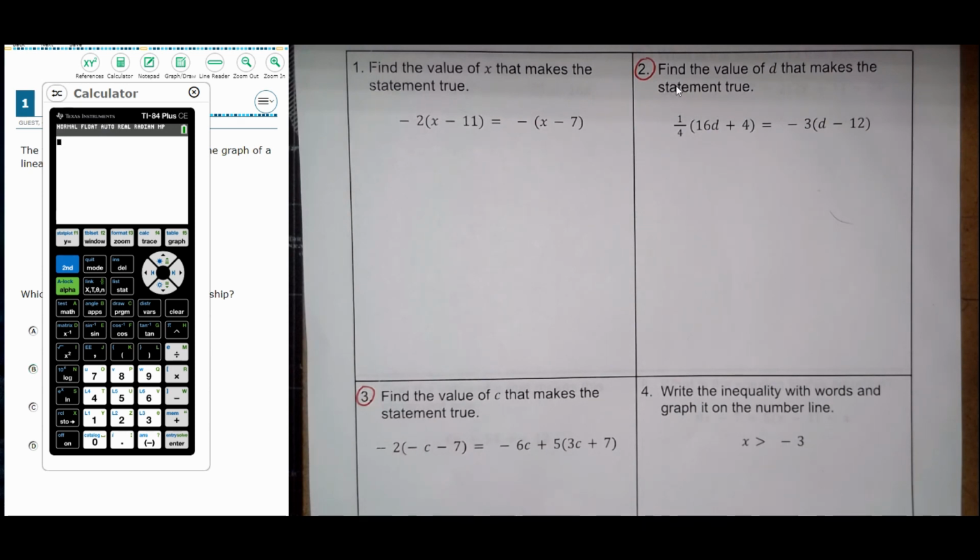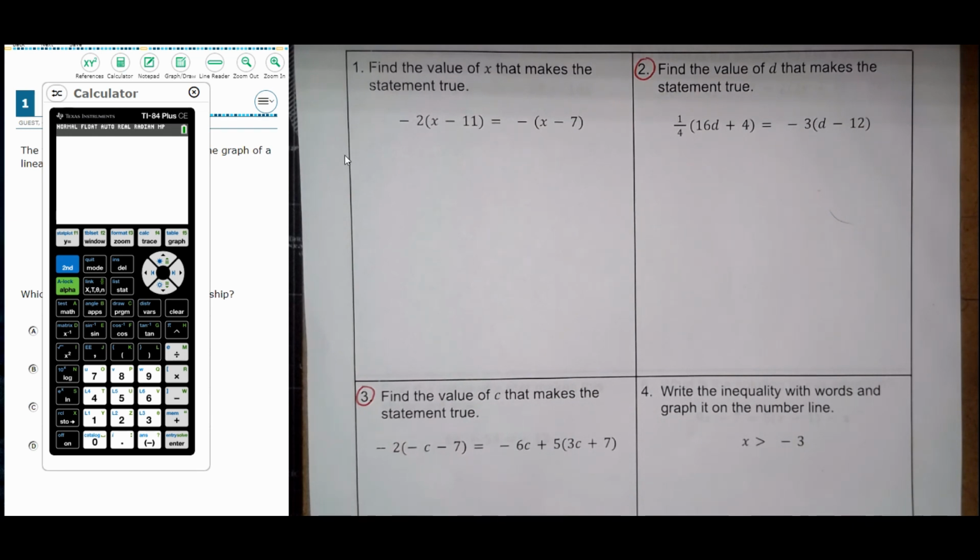On this first problem, number 2, it says find the value of D that makes the statement true. When they say that, they're actually just asking you to solve for the variable. So they're wanting you to solve for D. Whenever we find that value that makes D true, then it's going to be solved for D. So let's go ahead and take a look right quick at how we do that.